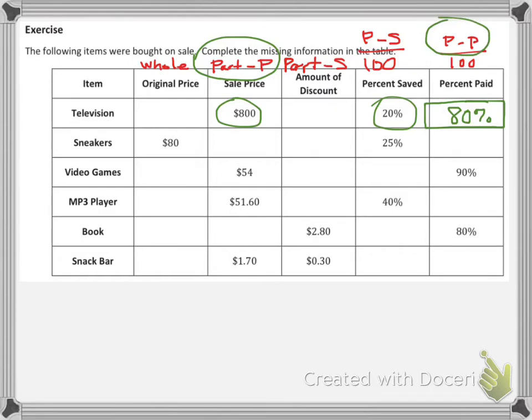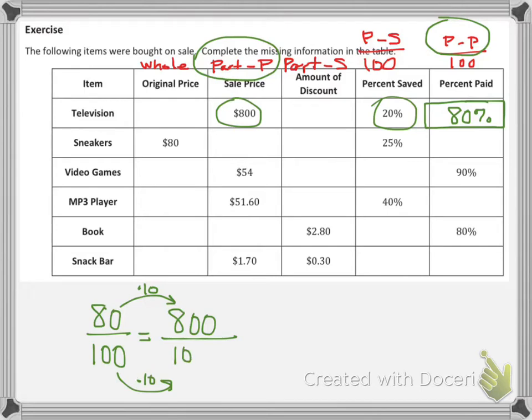So I'm going to go 80%, 80 per 100, is equal to another part to whole ratio where 800 is the part. 800 is the part, and then I look for a constant. Well, 80 times 10 is 800. So 100 times 10 is my answer, and that is 1,000. 1,000 is the whole. That's the original price. So 1,000 goes right here.